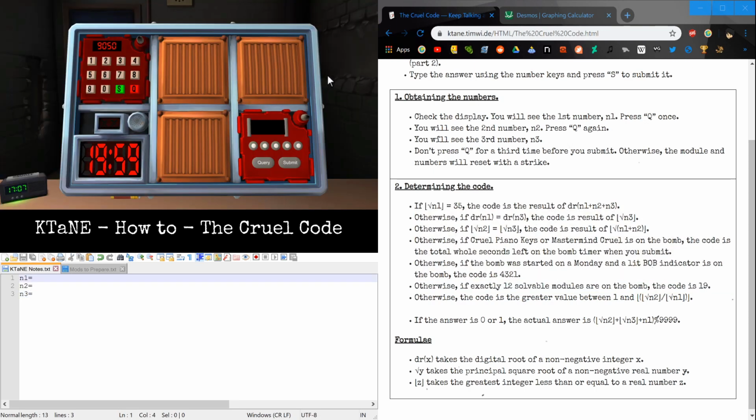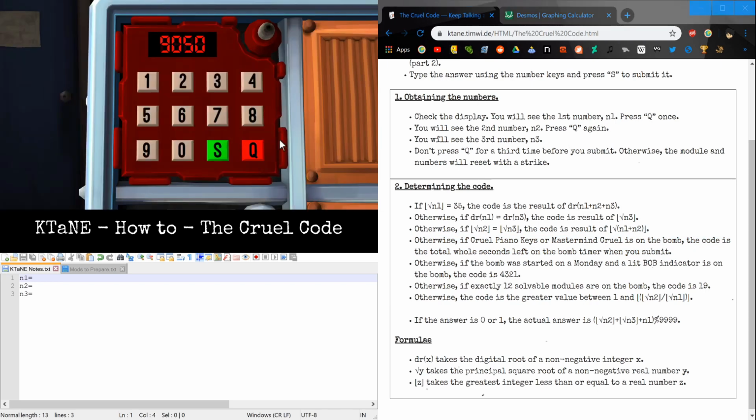Alright, so there's one more thing I wanted to do before I go, and that is we're going to look at this rule right here. Otherwise, if Cruel Piano Keys are mastered by Cruels on the bomb, the code is the total seconds left on the bomb timer when you submit. I just wanted to go over this before we end it. So, let's look at this. We just want to make sure that these top three rules don't apply.